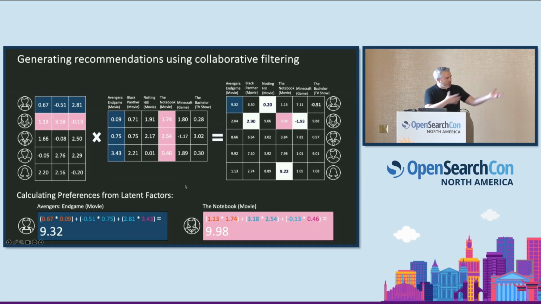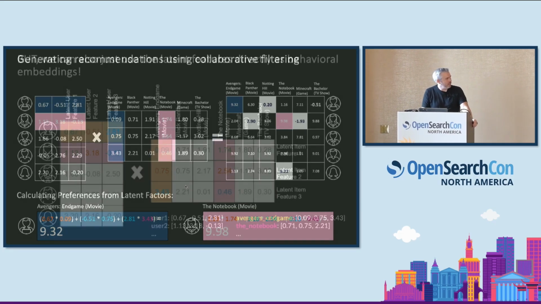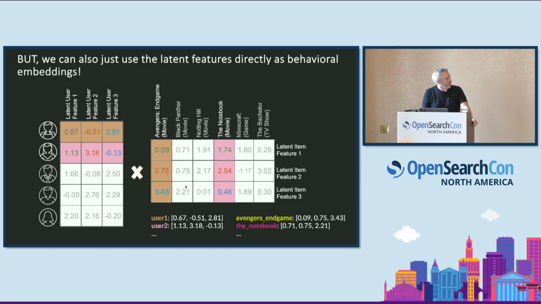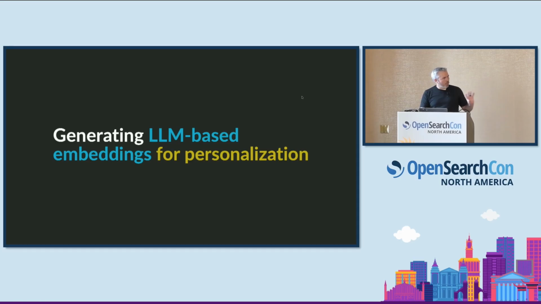And you can see that we can generate recommendations for any of these items, and this is how collaborative filtering works. But the key point here is that we can also just use these latent features directly as behavioral embeddings. If I think of this user and what they're interested in as being represented by this three-dimensional embedding, and these items also have these embeddings, what I've essentially done is learned an embedding model from my user behavior that I can then use for relevance. So that's one approach where we can get additional dimensions to put in the search engine.